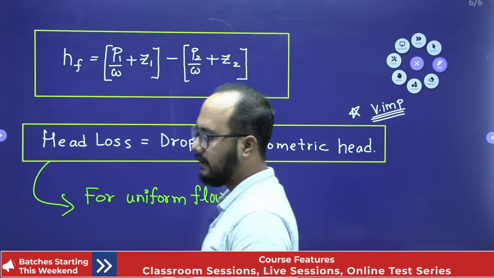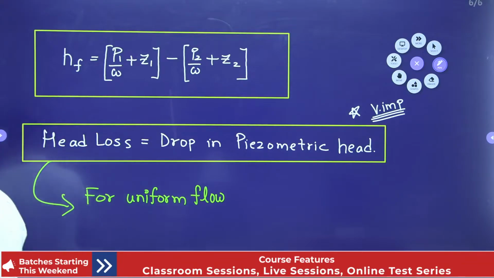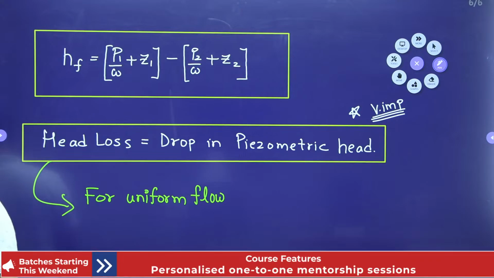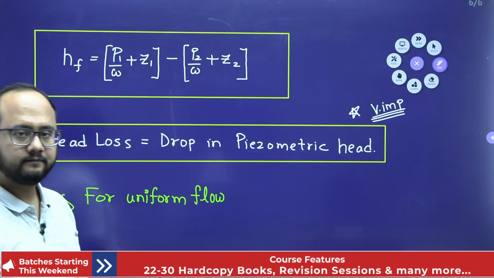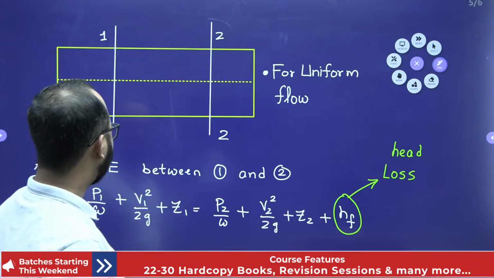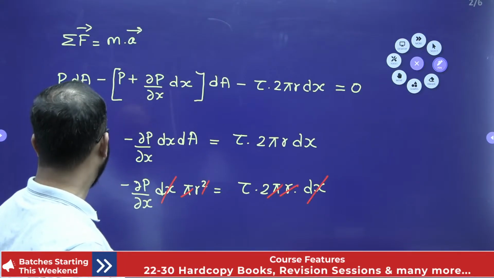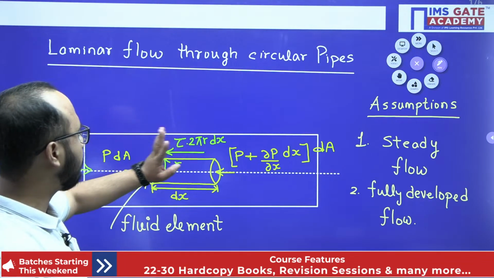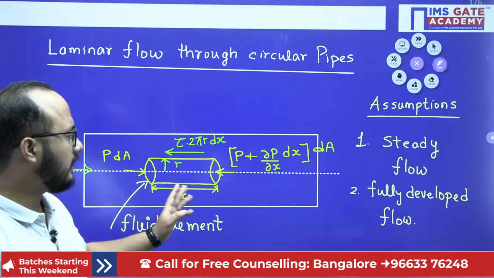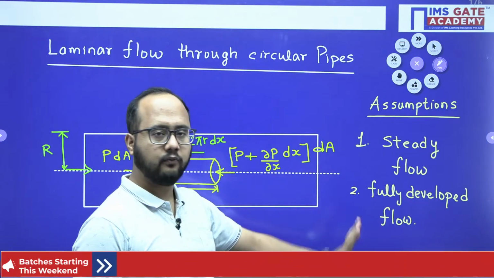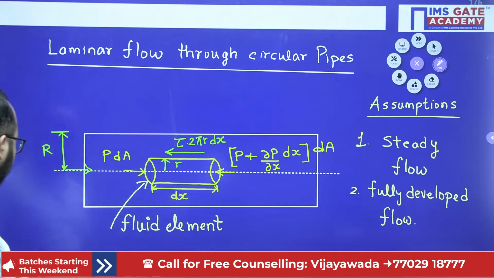Now, any doubts till now? Please ask me, guys. The condition you should always remember is uniform flow. What we have discussed till now is laminar flow through circular pipes, and the fluid element we have taken. The assumptions are steady flow and fully developed flow.